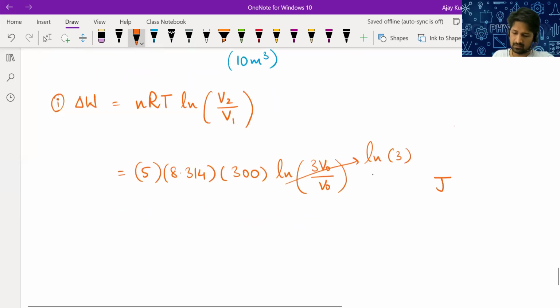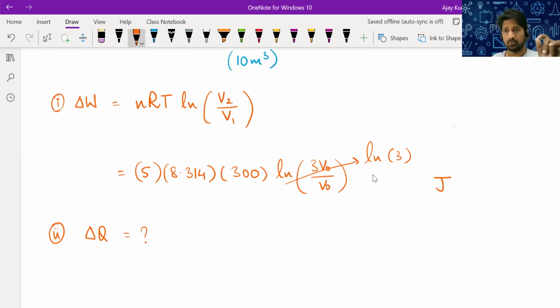Second part of the question was how much heat was supplied to the gas. Now, for heat, you have this equation nC delta T. But you won't be able to use this equation because in an isothermal process, C will be tending to infinity. You don't know its exact value. So you won't be able to use that equation. In most thermodynamic processes, that will be the situation. So you will have to use the first law of thermodynamics. Delta Q is delta U plus delta W.